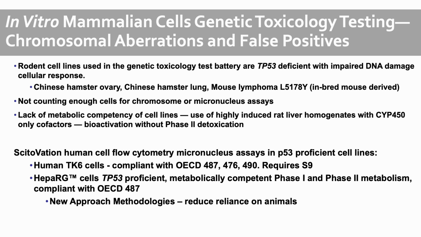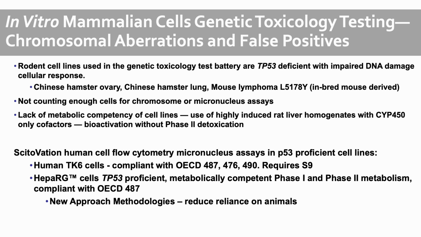And finally, many of these cell lines used in many high-throughput screening assays lack metabolic activation. And the cytochrome P450 in S9 is the only biotransformation system available with S9. So you have bioactivation without detoxification, and we felt that HepaRG cells that have both phase 1 and phase 2 metabolism are an appropriate cell line to develop as a genotoxicity assay for screening.